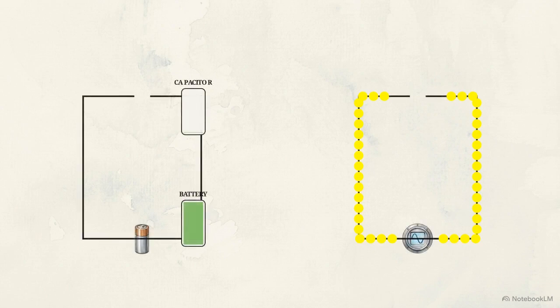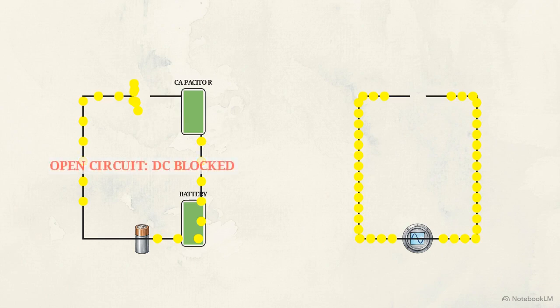Let's begin with direct current, where a continuous, steady voltage is applied to the circuit. Current flows down the wire, but only briefly. The flow continues just long enough for the capacitor's internal electric field to perfectly match the battery's voltage. Once the plates are fully saturated, the electrons have nowhere to go. The flow stops completely. To a steady DC circuit, a fully charged capacitor acts as a physical wall.